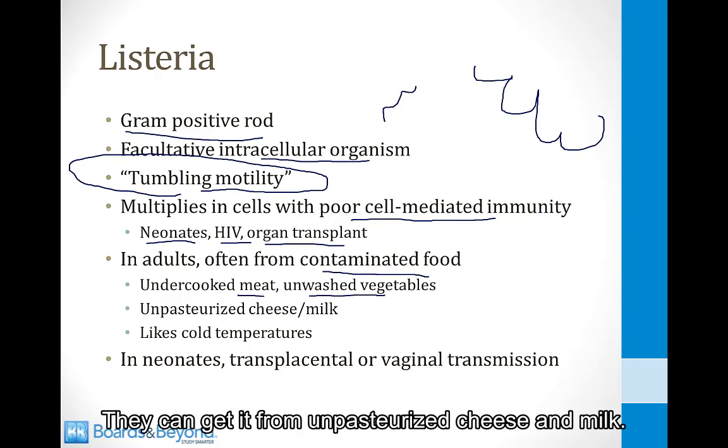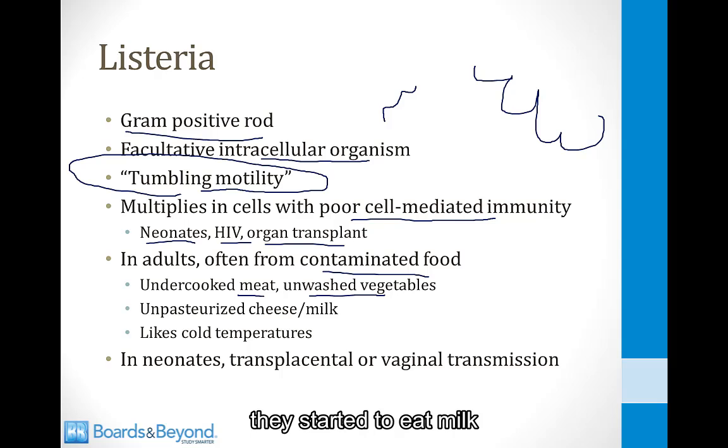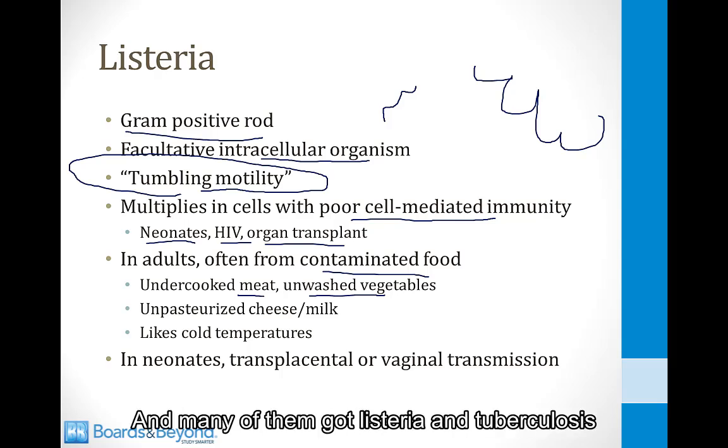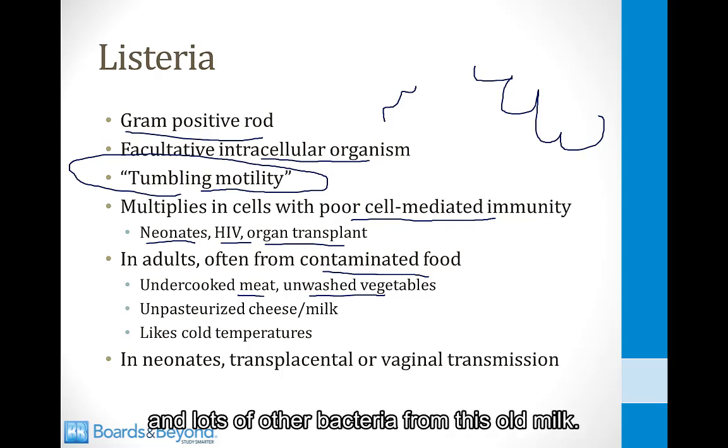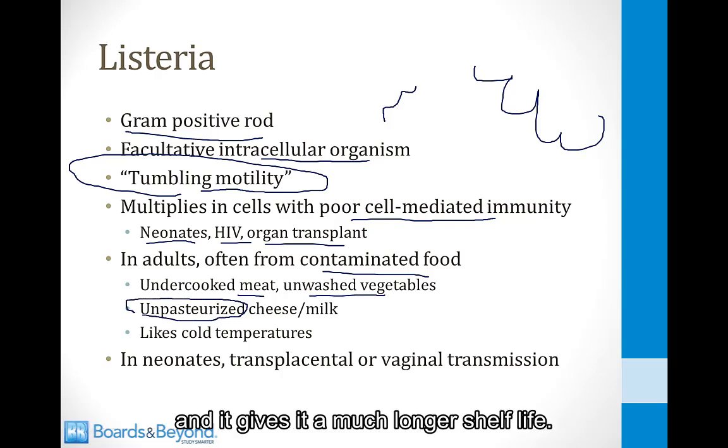They can get it from unpasteurized cheese and milk. So in the early 1900s, when people started to live in cities, they started to drink milk that was days old from faraway farms. And many of them got listeria and tuberculosis and lots of other bacteria from this old milk. So pasteurization is a process by which you warm the milk up and then cool it off, and it gives it a much longer shelf life.